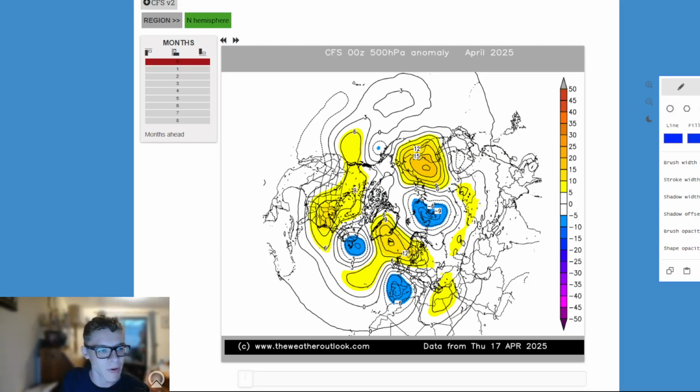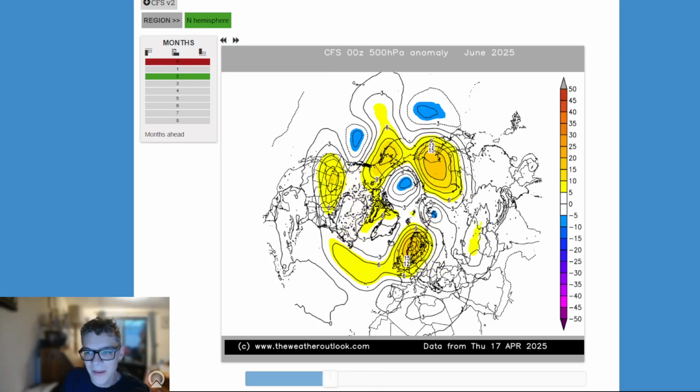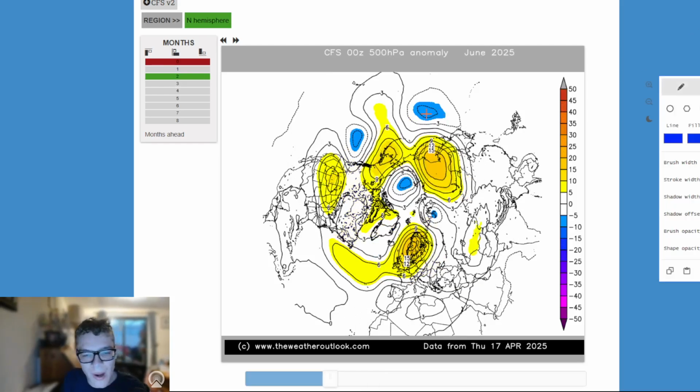So if we have a look, I'm not going to look at April. We're going to go straight to June. You can see this looks quite nice for June. If anyone wants a nice June, the CFS monthly anomalies show high pressure towards Scandinavia. Winds are in from the east.